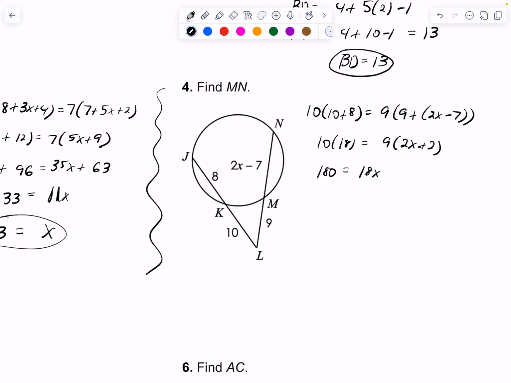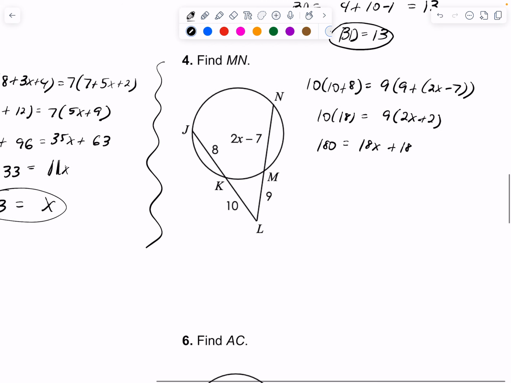Equals 18x plus 18. I'm going to move the 18 over with subtraction to get 162. And I believe this is going to be 9. 10 times 18 is 180. So take 18 away, gets 162. So yes, x equals 9.